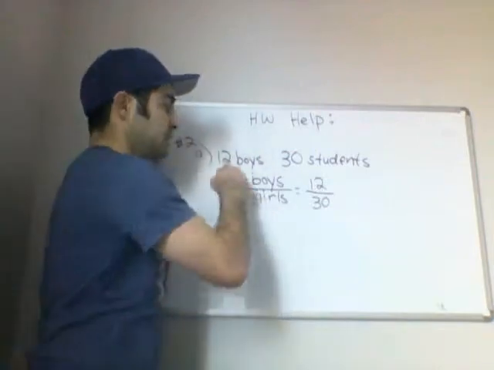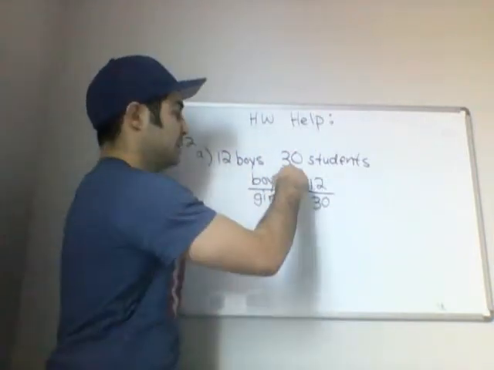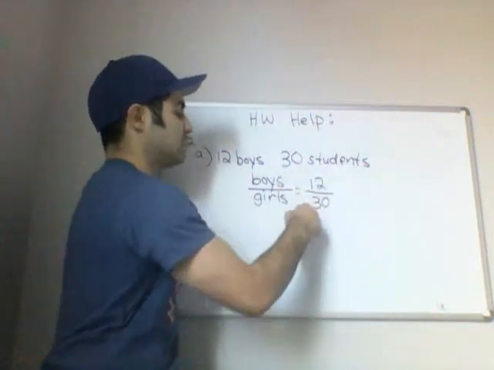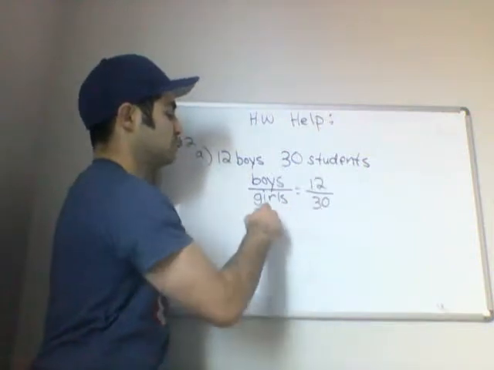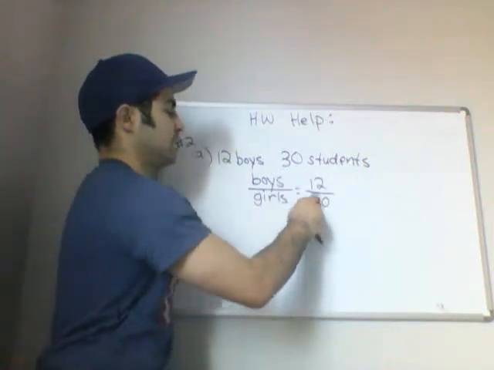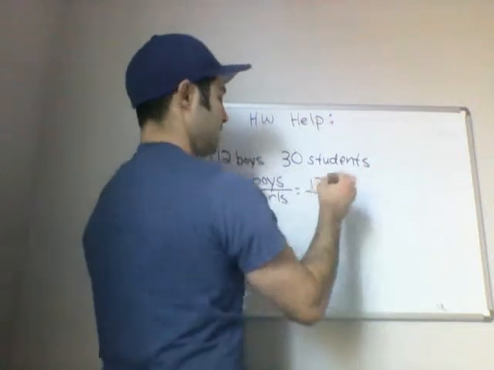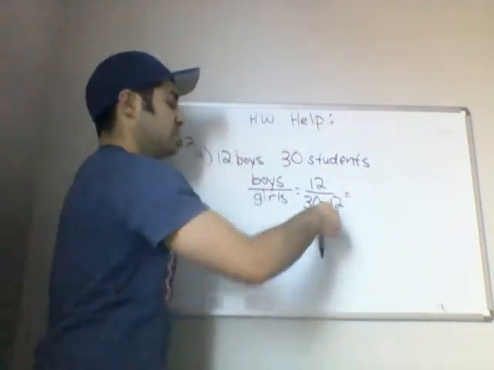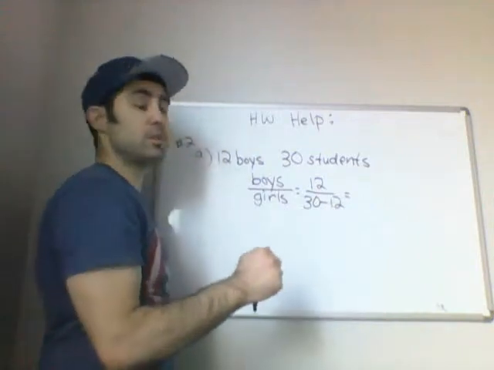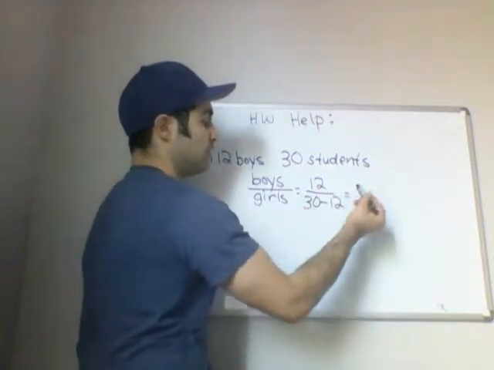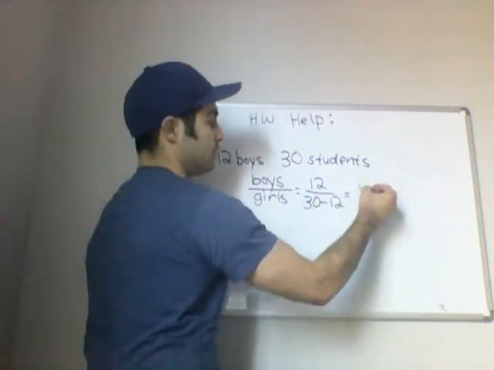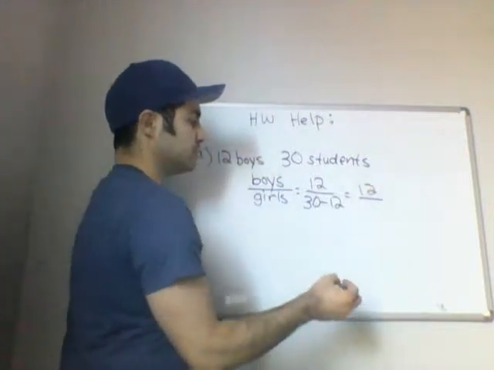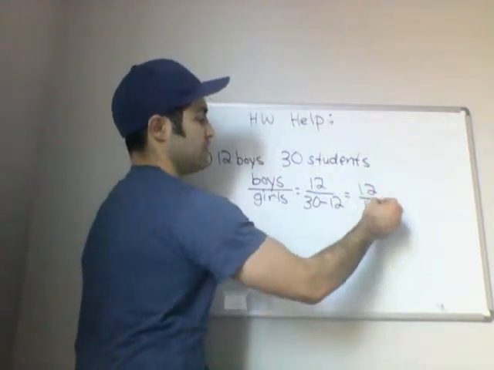Incorrect. This is the mistake a lot of people make. It says 30 students. It does not say 30 girls. The number here should be associated with girls. So in order to find how many girls there are, you have to take 30 minus the 12 boys. Get rid of the 12 boys. I'm sure the girls would love to do that. 30 minus 12. And then that will give you the number of girls. So in this case, there would be 18 girls.